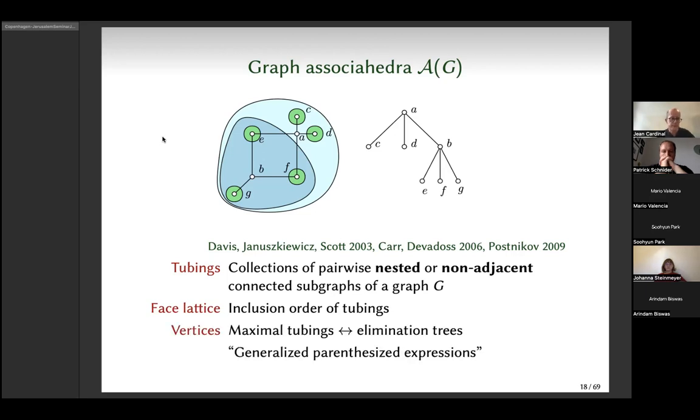And now, same thing as for the diagonals, the faces of dimension 0, which are the vertices of this polytope, are the maximal tubings. It's those tubings in which you cannot add a subset without violating either the nested or the non-adjacent property. And those are actually in bijection with the elimination trees. And those form the vertices of the graph associahedron. So just as in the standard associahedron, where the vertices were the binary trees, here the vertices of this graph associahedron are the elimination trees on the graph G. Is that clear?